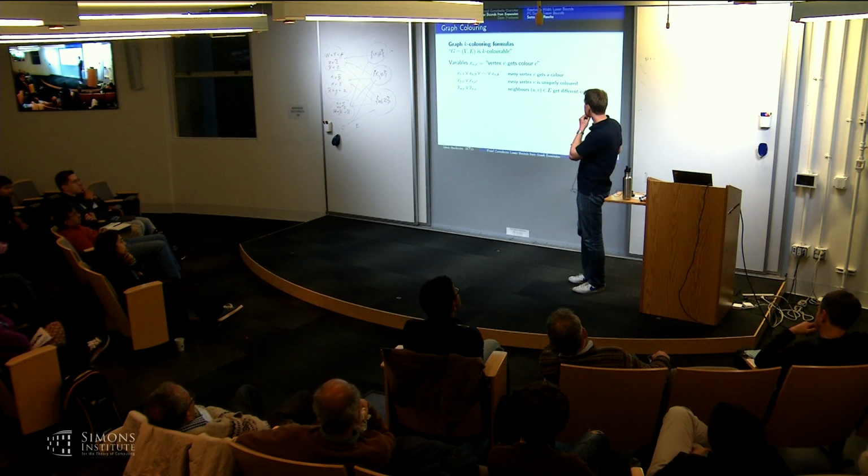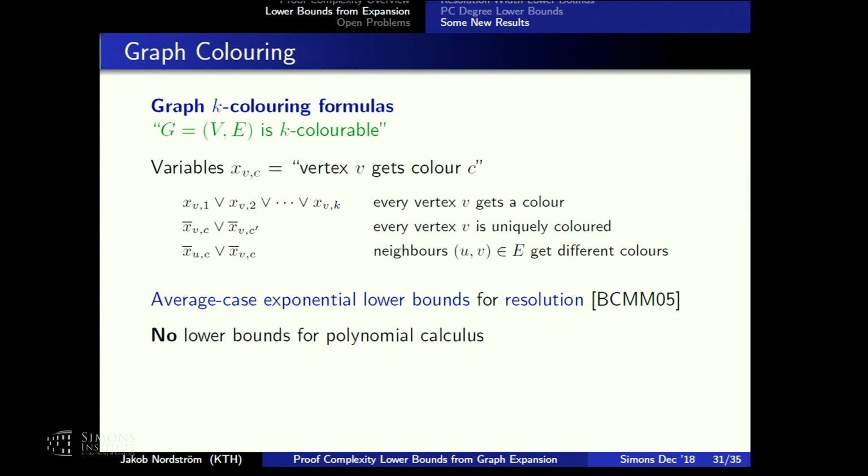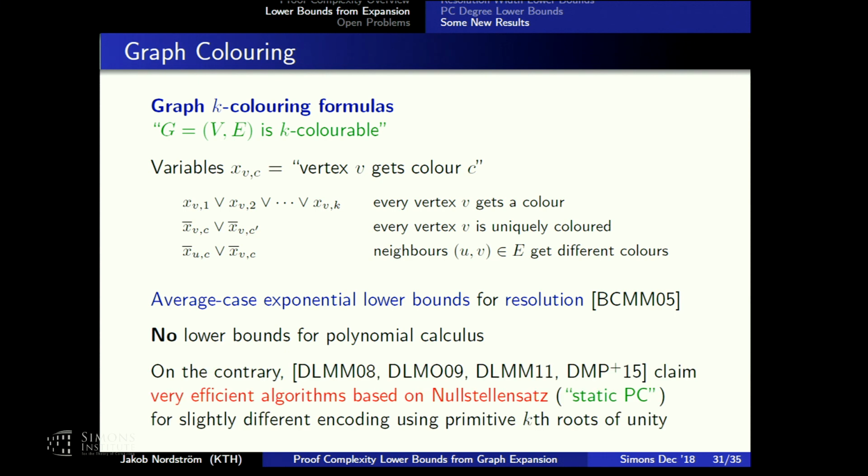Another formula that is interesting is graph coloring, stating that a graph is k-colorable. So for resolution, we've actually had average case lower bounds for Erdős-Renyi graphs with the right edge density. This is by Paul Beam and others. For polynomial calculus, nothing has been known, very annoyingly. No lower bound whatsoever.